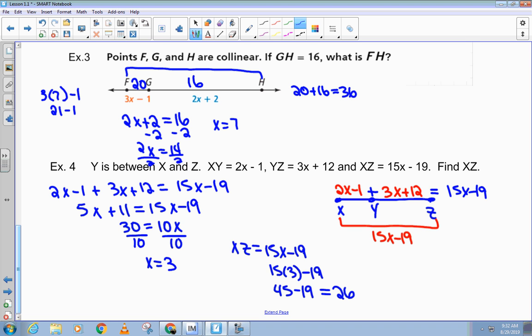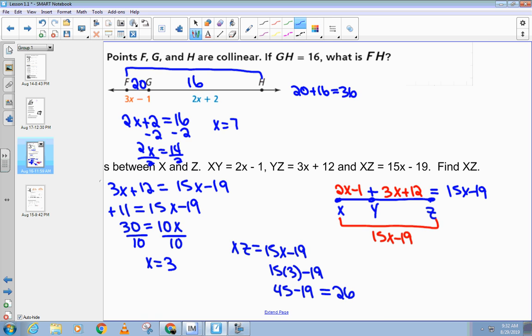Now, everybody knows that this x here, which represents a variable, is different than that x. Everybody understand that? Okay, x is gone. All right, questions on that? Okay, let's go to the back.